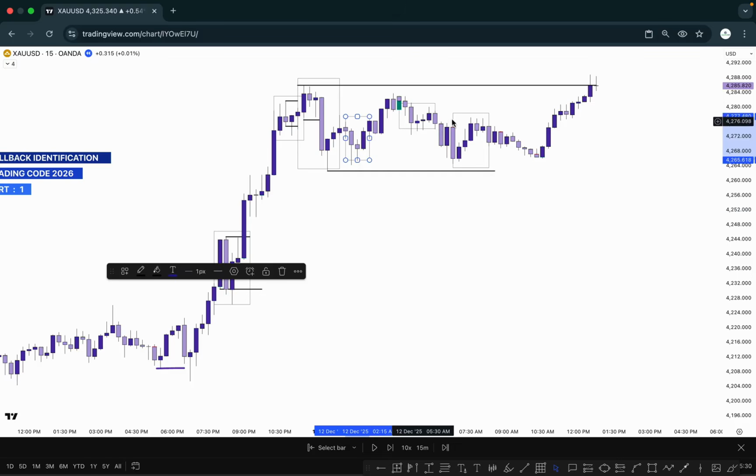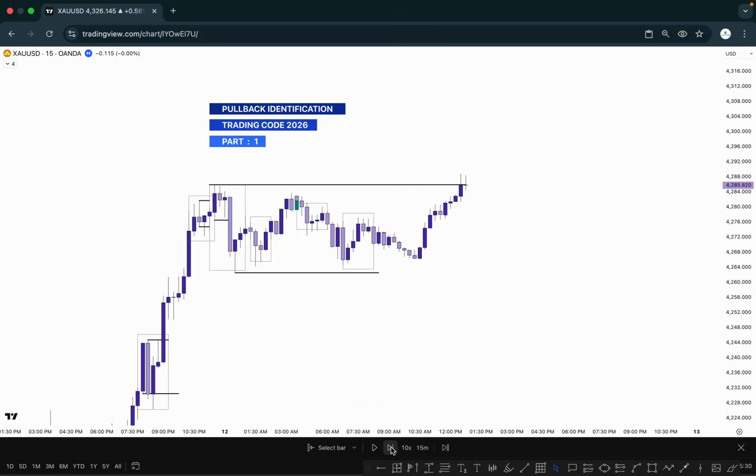So these are minor pullbacks, because they are created between the major pullbacks. That's why we can consider this one our minor pullback, and these are major pullbacks, right? But these are also valid pullbacks. And let's see what happens next after this one and how price is going higher.